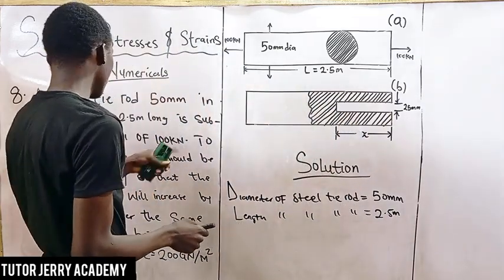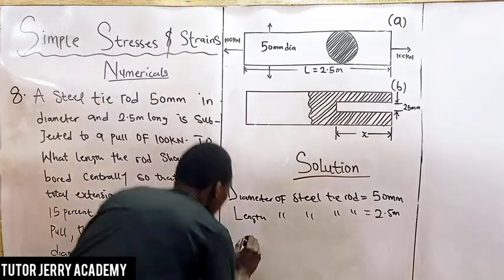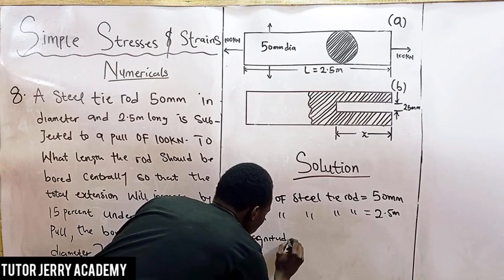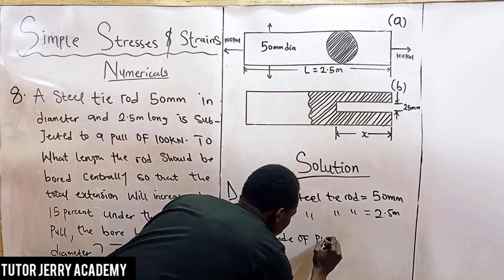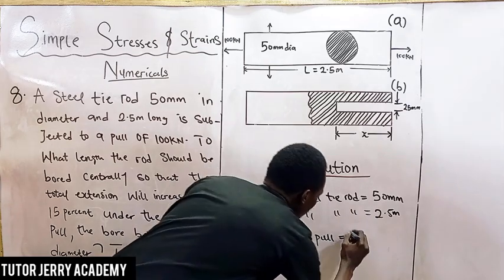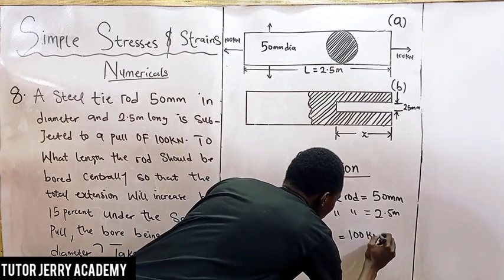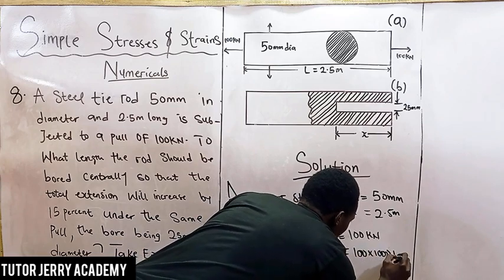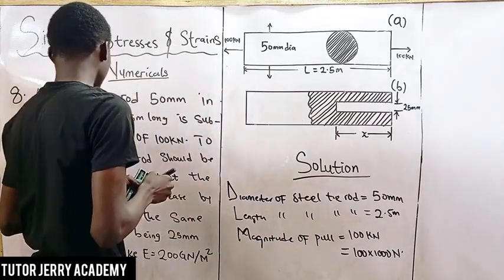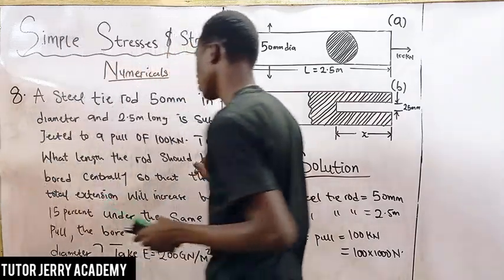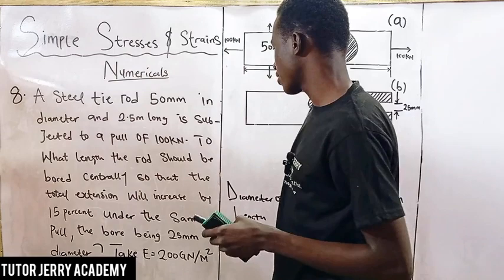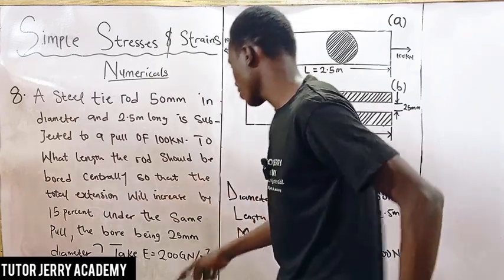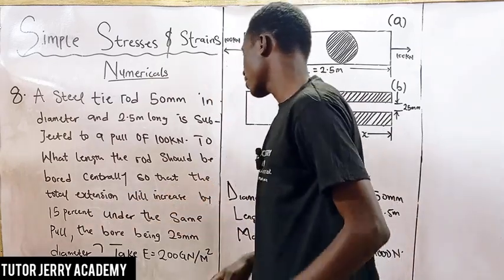Next, it is subjected to a pull of 100 kilonewton. So we have magnitude of pull equal to 100, of course, it is equal to 100 times 1000 newton. Next, what do we have? The question says to what length the rod should be bored centrally so that the total extension will increase by 15% under the same pull.